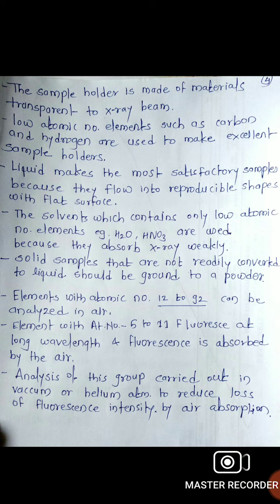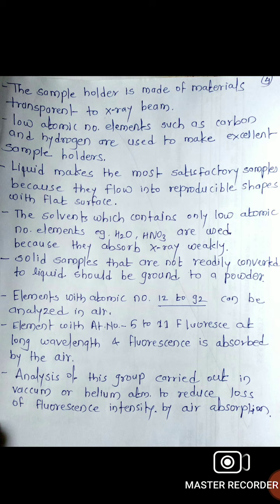Liquids make the most satisfactory samples because they flow into a reproducible shape with a flat surface, and solvents which contain only low atomic number elements, for example water or HNO3, are used because they absorb the X-rays weakly, and therefore these liquids are used to make the sample material. Solid samples that are not readily converted to liquid should be ground to a powder.